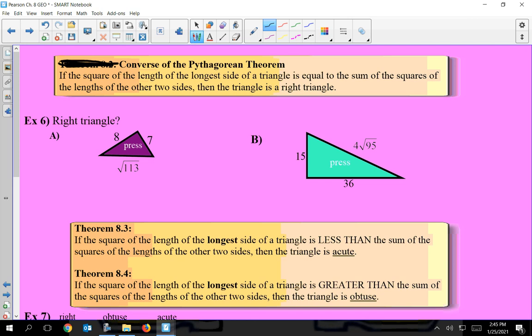So, I'm assuming that this side's the C, or the hypotenuse, so I'm going to take the 8 squared plus 7 squared equals square root of 113 squared. Okay, don't forget that, please. Okay, and we'll do some math. So 8 squared is 64, 7 squared is 49.